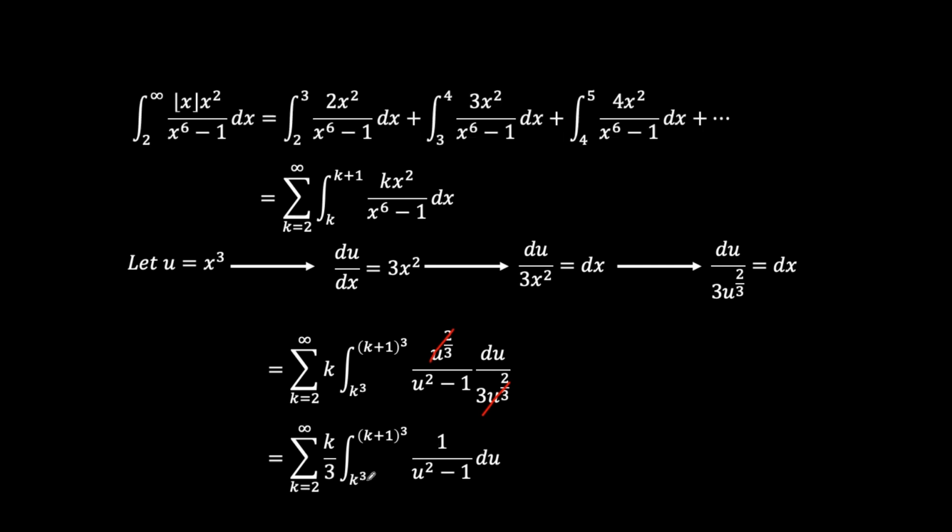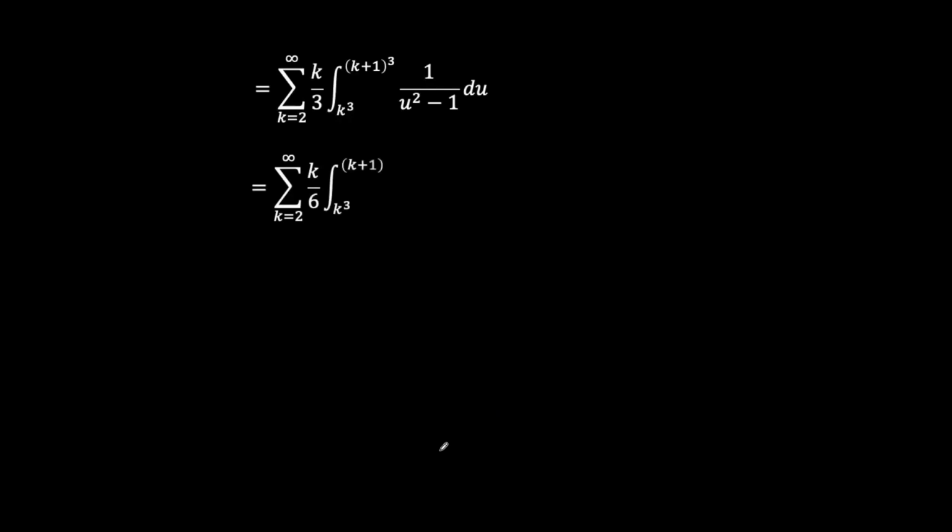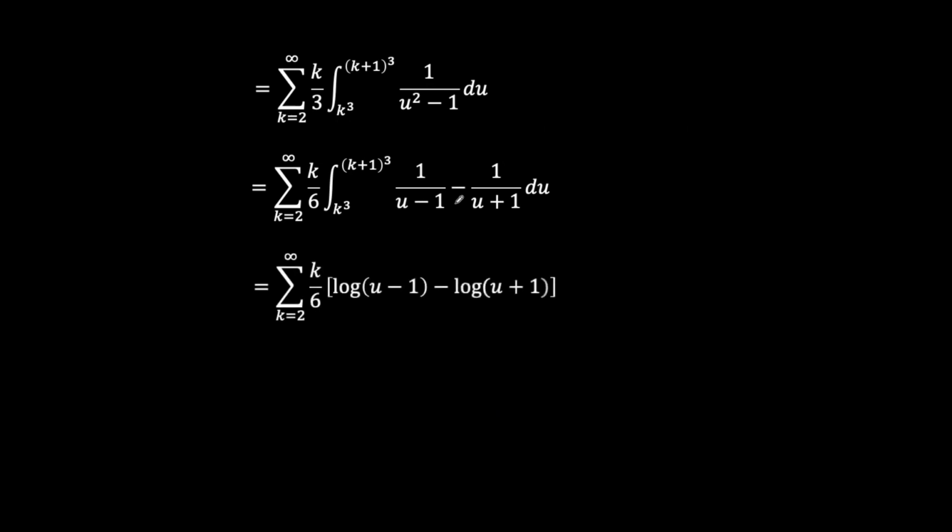So the u squared minus 1 is our integrand. Quick thing, we can now express the 1 over u squared minus 1 into partial fractions. That's the same as 1 over u minus 1 minus 1 over u plus 1. When you integrate that, we get natural logarithm of u minus 1 minus natural logarithm of u plus 1. And then the limits apply appropriately.